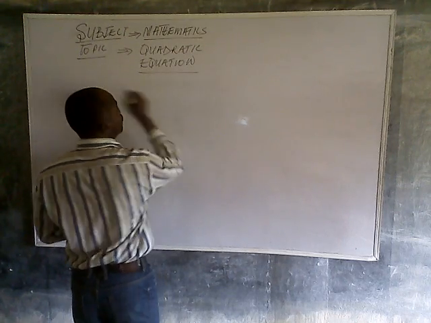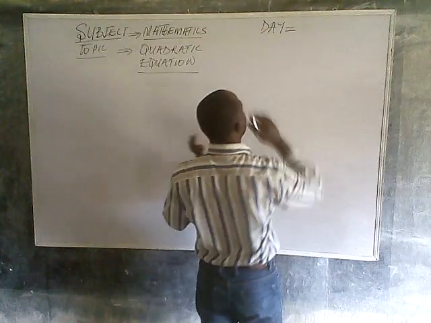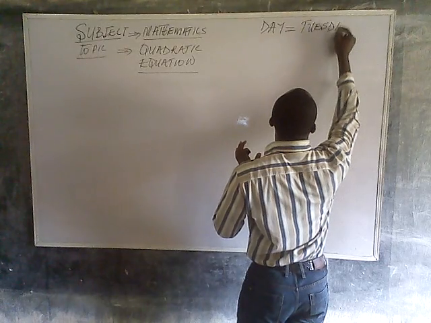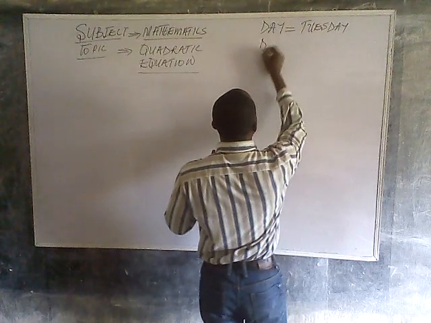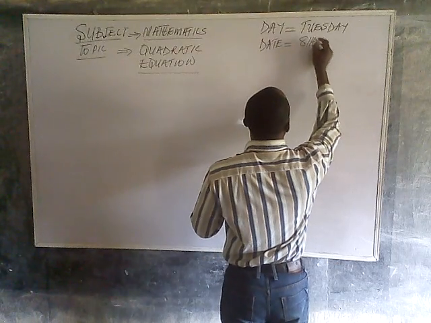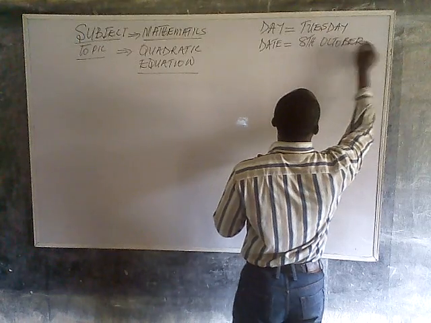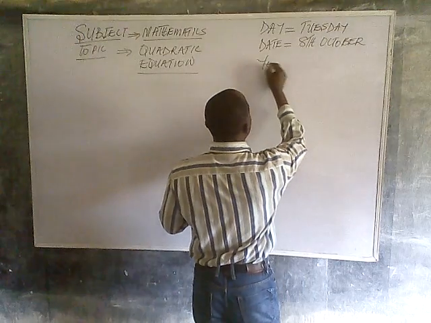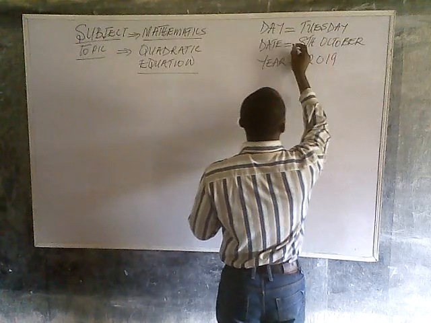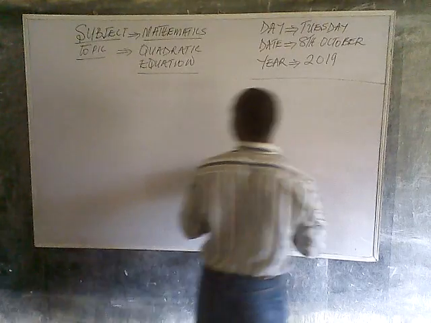Okay, today is Tuesday. Today's date is 8th October. Then the year remains 2019. Okay, so that is it.